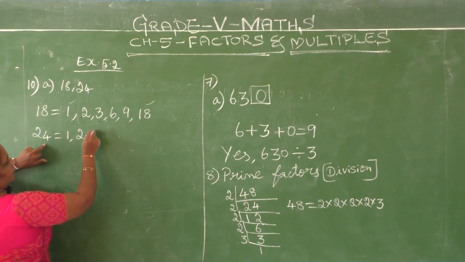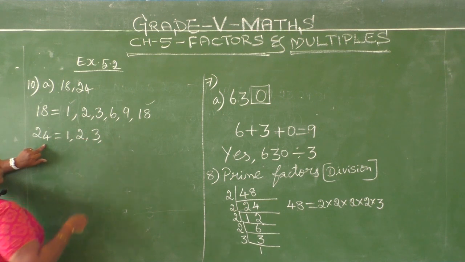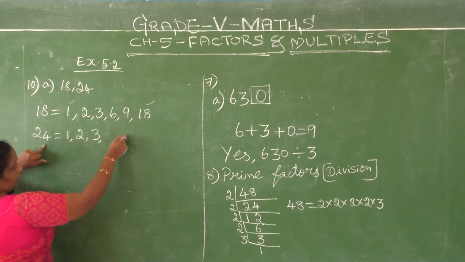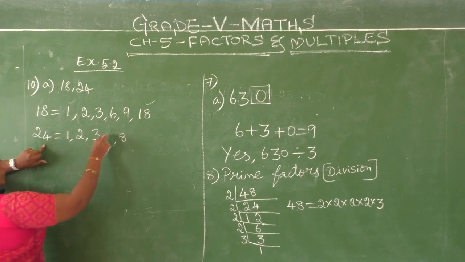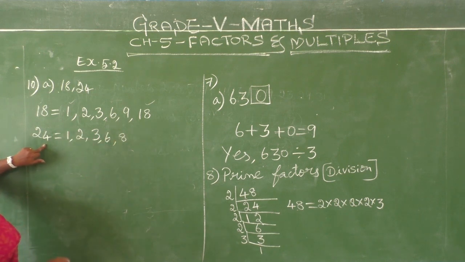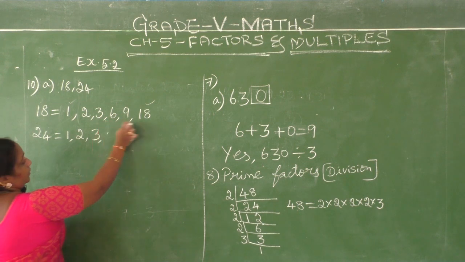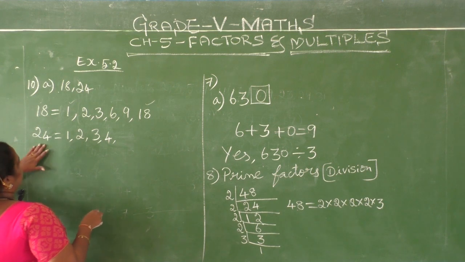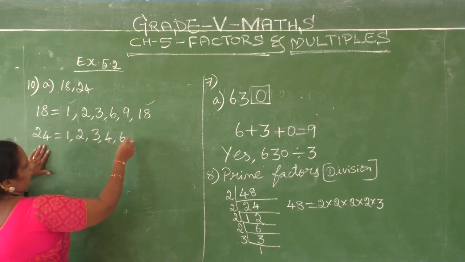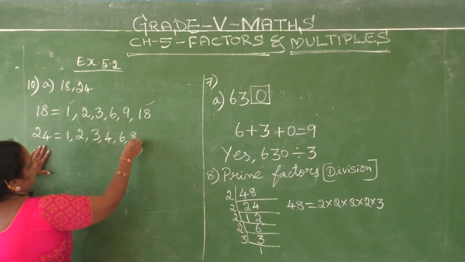Eight 3s are 24, so 3 also will come. Then 8 also will come. Then 6. Four 6s are 24. Oh, sorry, I forgot to write the 4th table. Five 4s are 20, six 4s are 24. Then 6 also will come. Then 8.